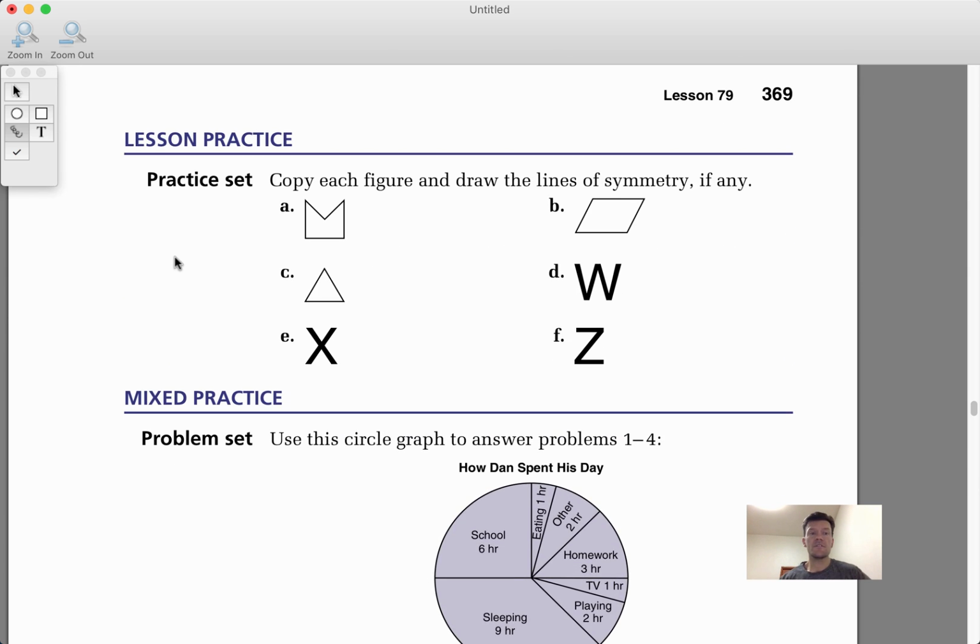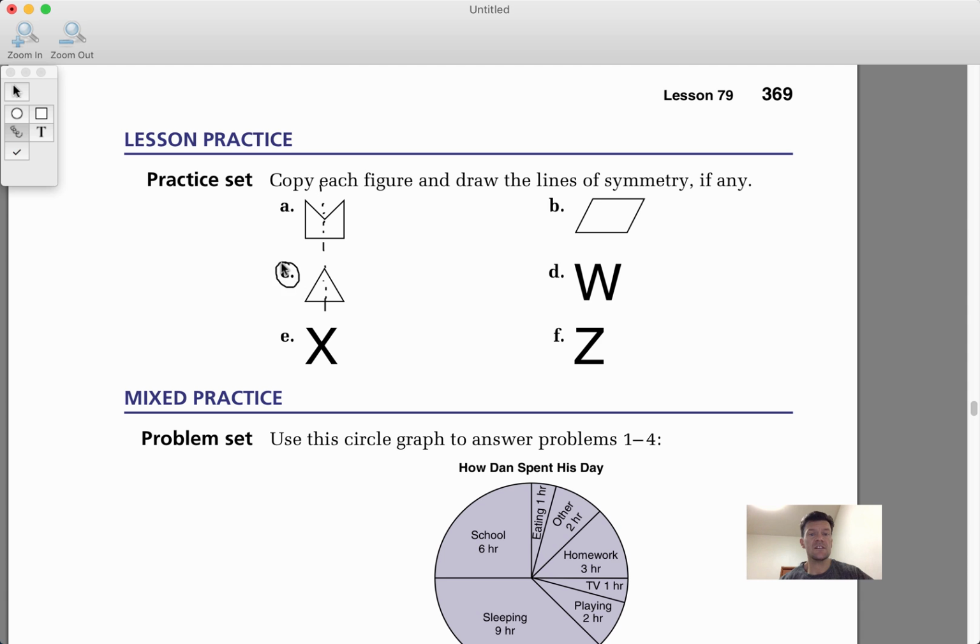So here in a little bit of practice, it says copy each figure and draw the lines of symmetry. So you're just looking for a vertical line or horizontal line, or I suppose it could be a diagonal line, that would cut the object into two equal halves. All right? Basically, the idea is that if you were to take the object and fold it over that line of symmetry, the two halves will match up perfectly. So here, you could draw a vertical line of symmetry. Here also a vertical line of symmetry.